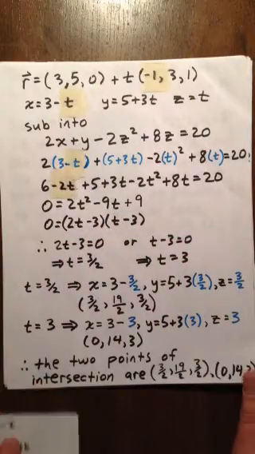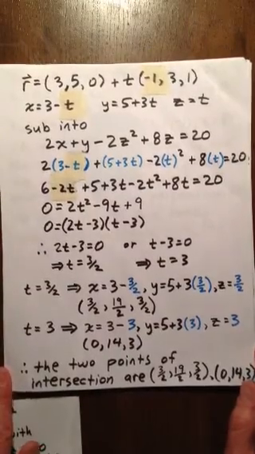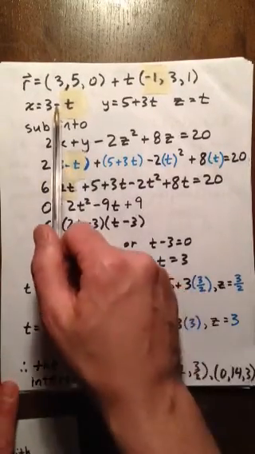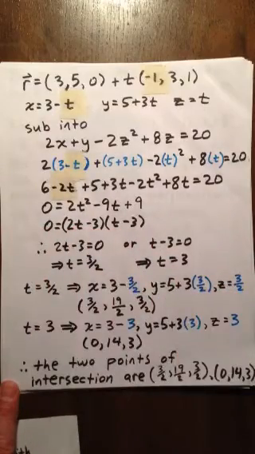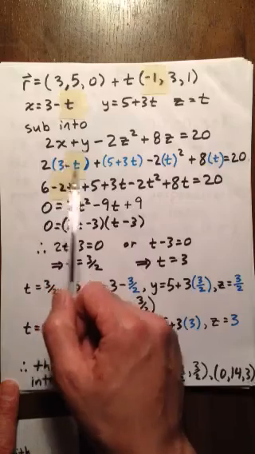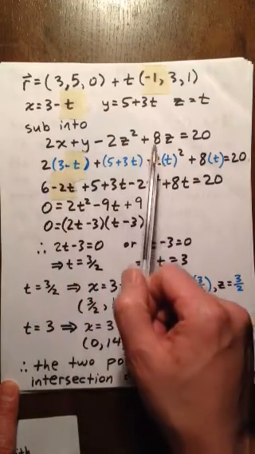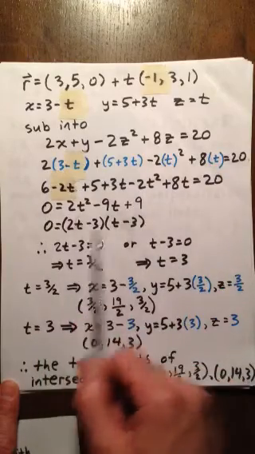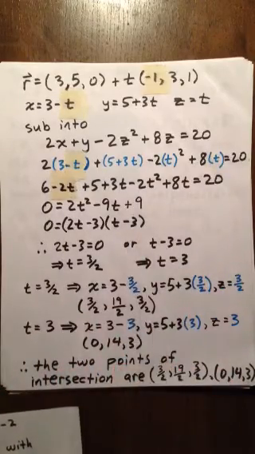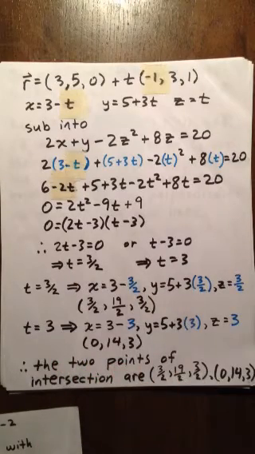And so what we then get from there is a pretty straightforward procedure. We want to substitute each of these expressions into the equation of the surface. Subbing in 3 minus t for x, 5 plus 3t for y, and t for z in both places gives us this long quadratic equation. And from there we're able to solve it and determine that t is 3/2 or t is 3.